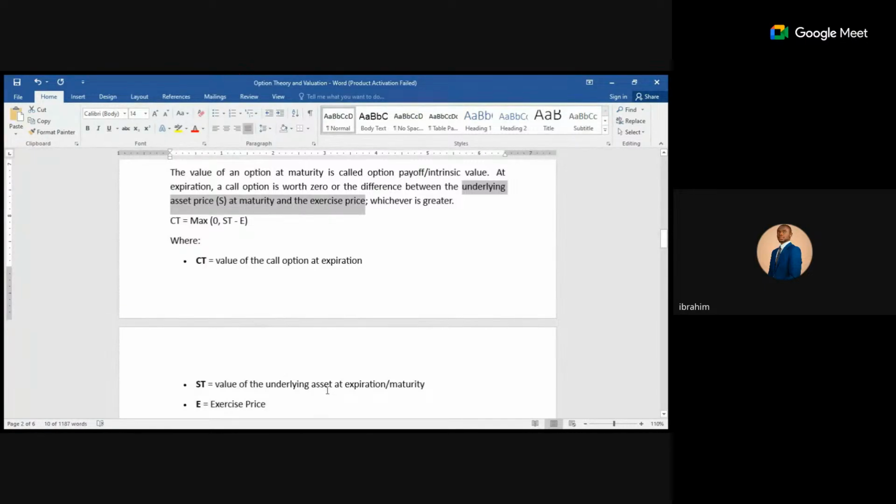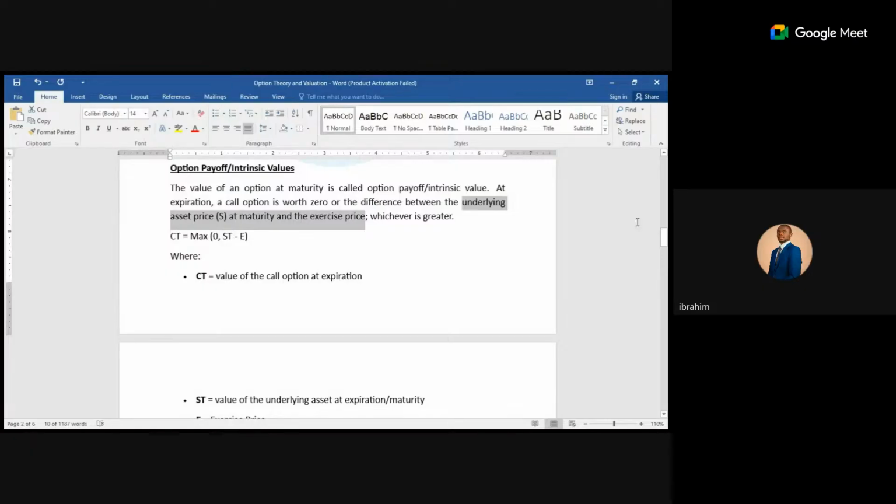Class. Now, can we illustrate this? When the examiner says, calculate the intrinsic value of the call option, this is the formula. The maximum of 0 and the difference between the underlying assets at maturity and the exercise price. We give the intrinsic value of the call option at the date of maturity.